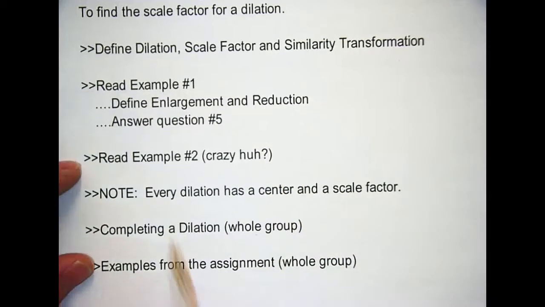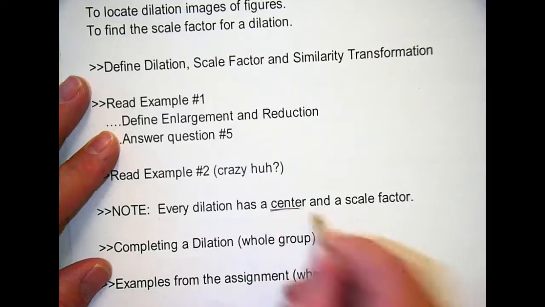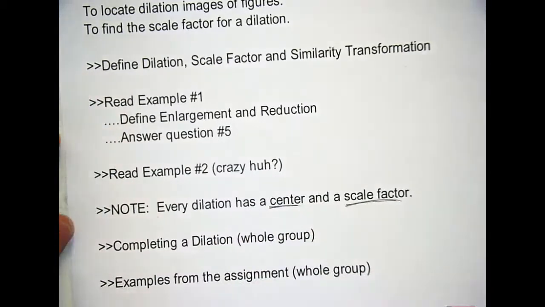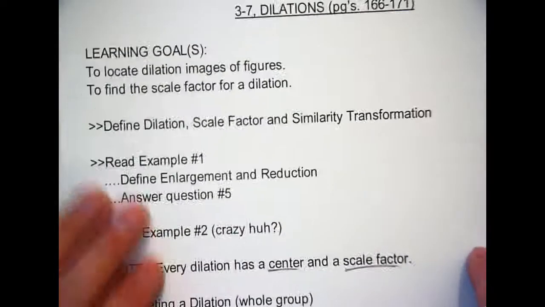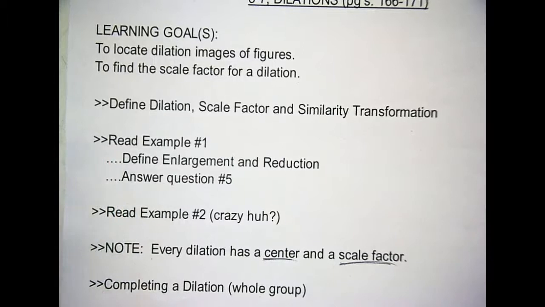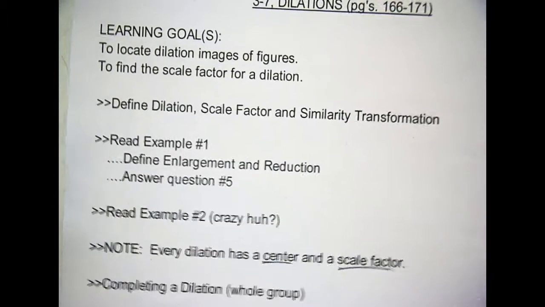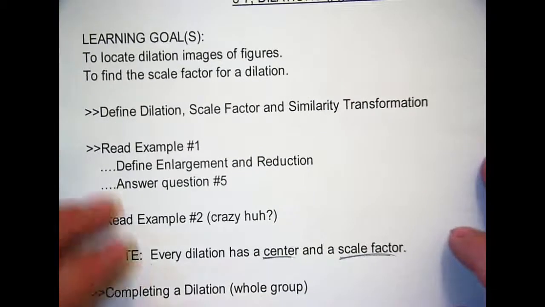So every dilation, make sure you make a note of it: every dilation has a center and it has a scale factor. You need to know where its center is, and you need to know what its scale factor is. If you don't know where you're projecting from, then that's a problem. Like if I was projecting this paper up onto the big screen here, if I don't have my center of projection, the place I'm projecting from, then we never see it. We have to have a center, somewhere where we're zooming from.